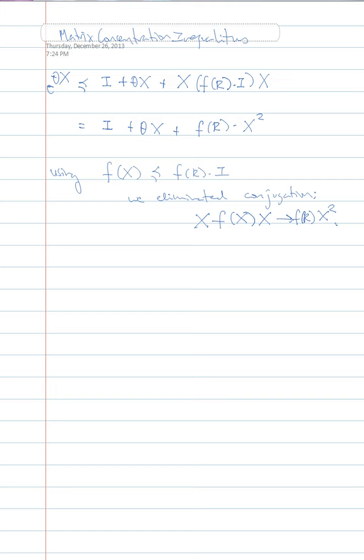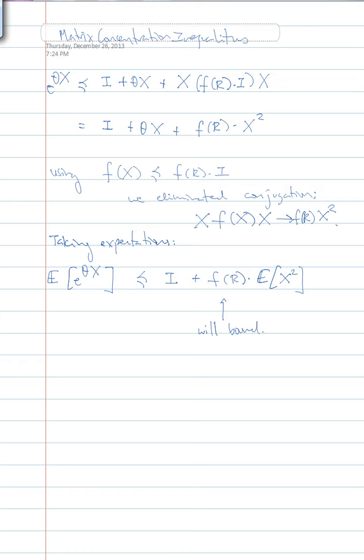Okay, so if we now take expectations of both sides, we have that the MGF, which again is a matrix, is bounded by I plus f of r, which is just a scalar, times the expected value of x squared. This is starting to get a little bit closer to what we need. We see this term, expected value of x squared. Okay, so now we need to bound this term in the following way.